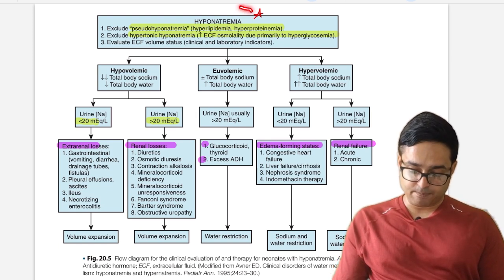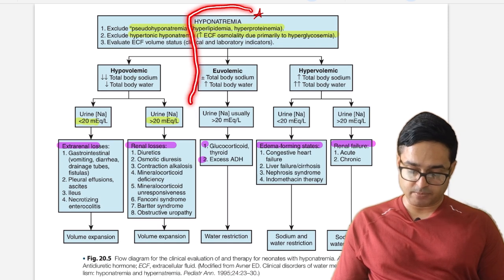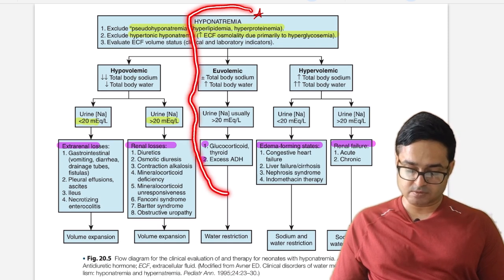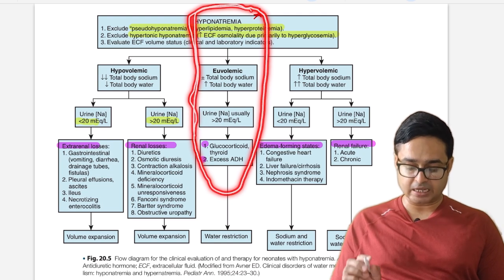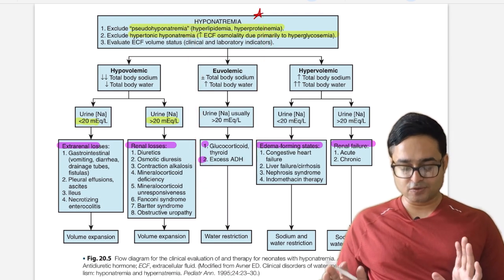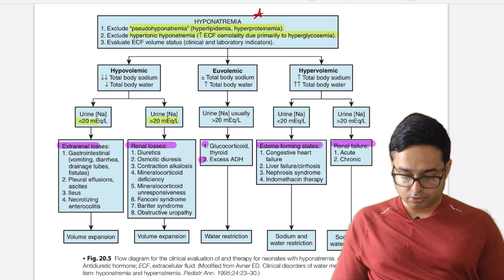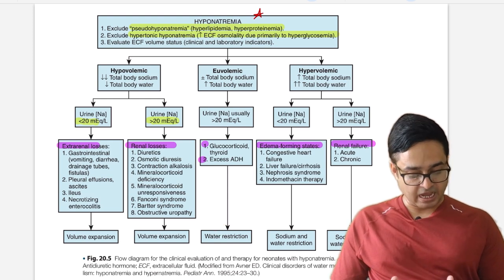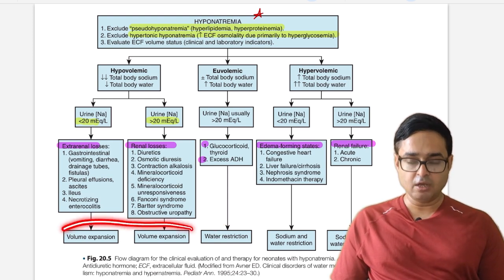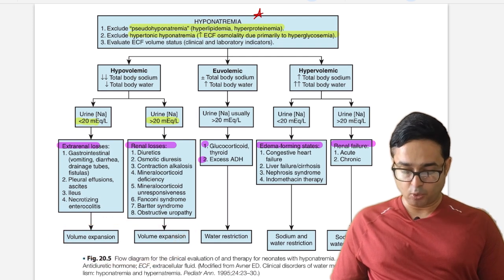You found hyponatremia and euvolemia along with urinary sodium more than 20. If this combination you are getting, only two differential diagnoses are there: glucocorticoids and thyroid and excess ADH. You have to water restrict this patient. In hypovolemia, obviously you have to do volume expansion. Okay.